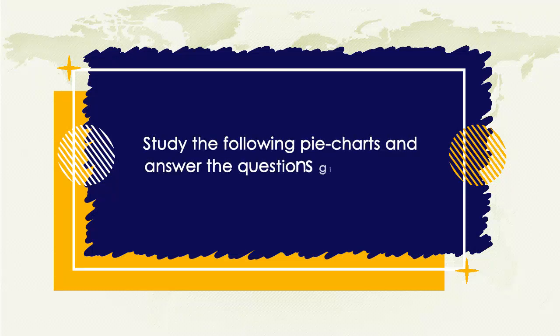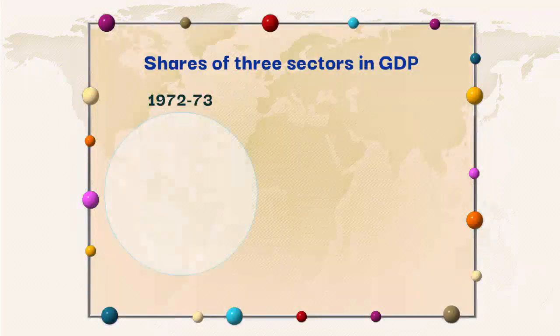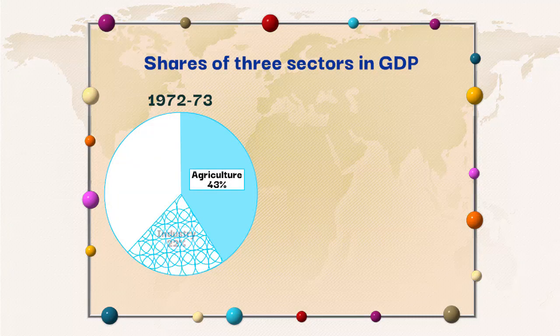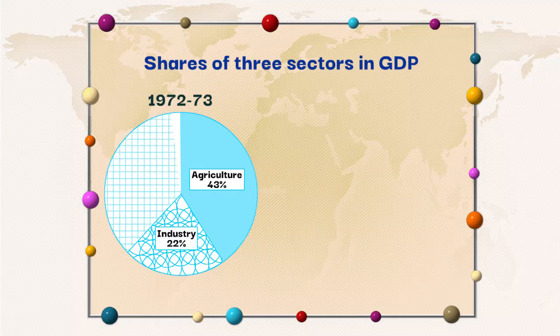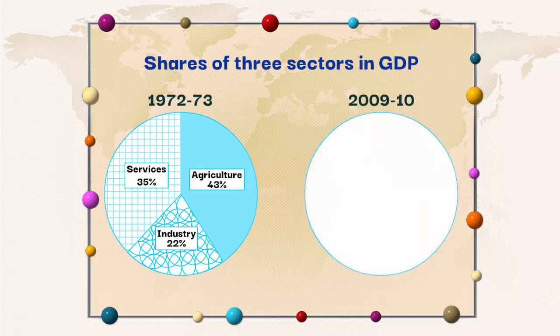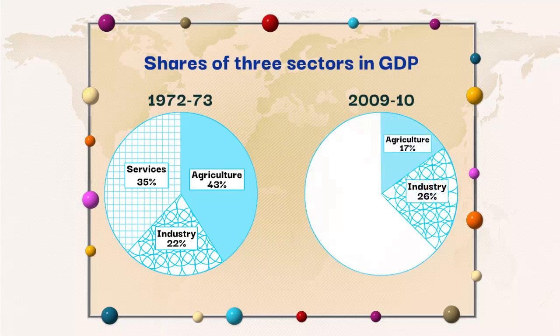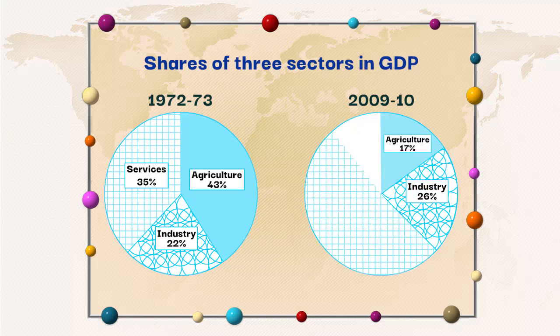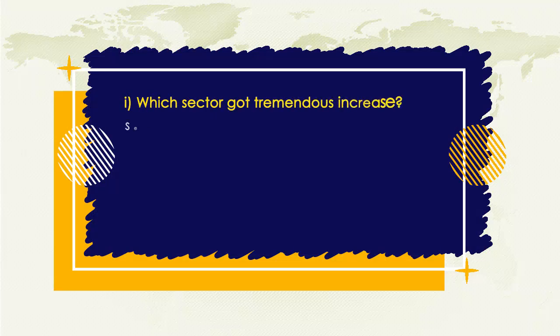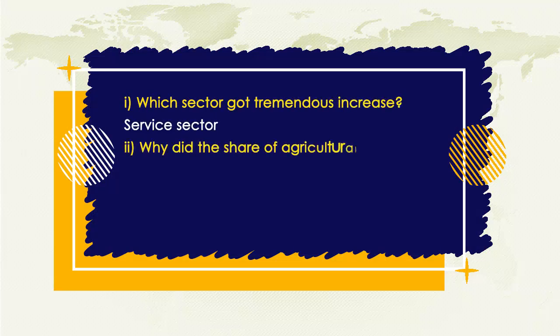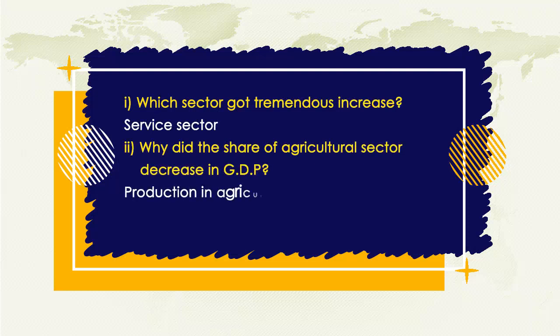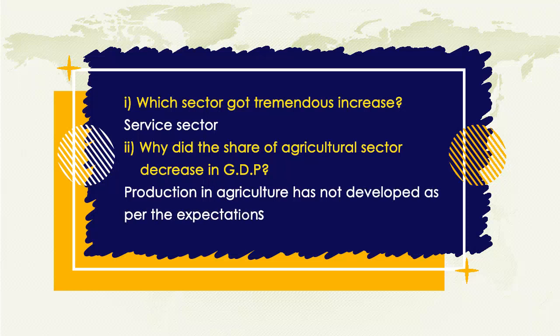Study the following pie chart and answer the questions below. One, which sector got tremendous increase? Answer, service sector. Two, why did the share of agricultural sector decrease in GDP? Answer, production in agriculture has not developed as per the expectations.